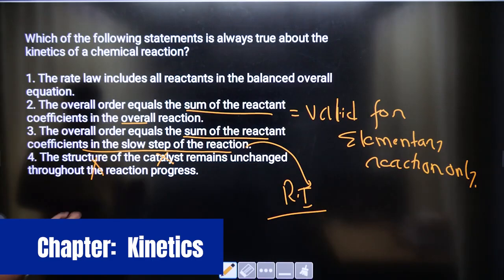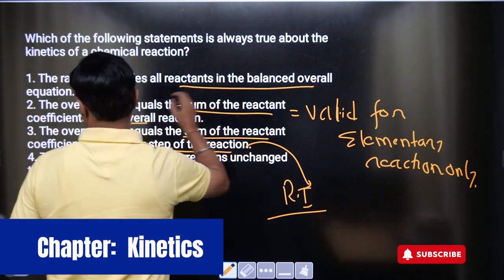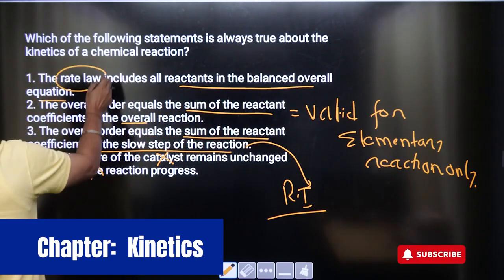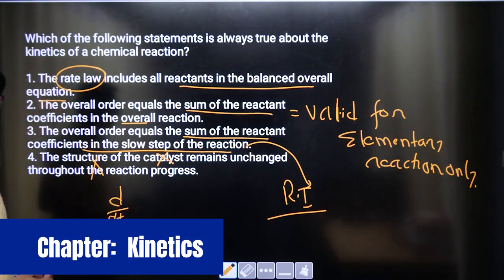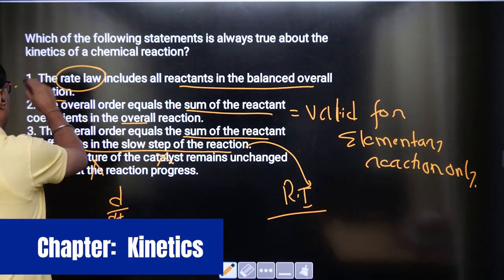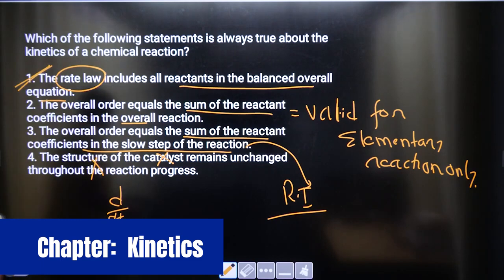The rate law includes all reactants in the balanced overall equation. This is the written rate law. So we know that we write it like d by dt. In that case, this is going to be valid, else there are certain limitations everywhere.